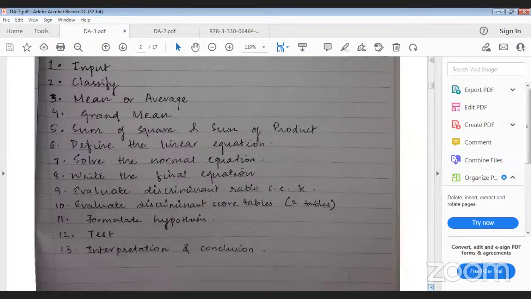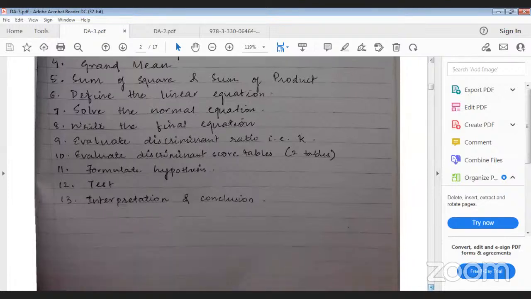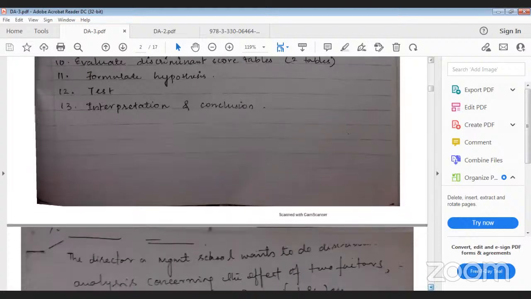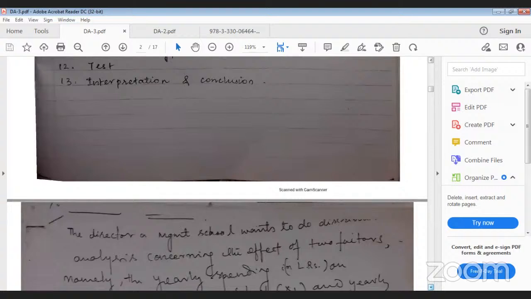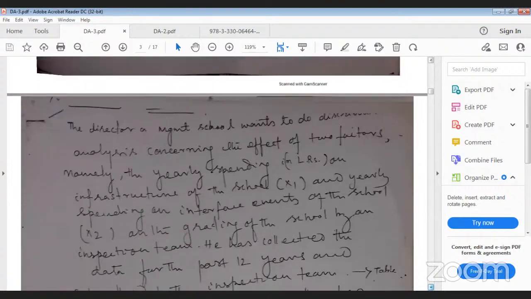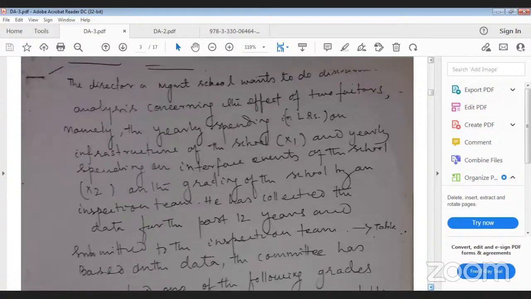Then after that I'll make you understand the same type of problem, how to use the SPSS package and what the steps are afterwards. So first you will solve one question manually. Please listen carefully and see this material.